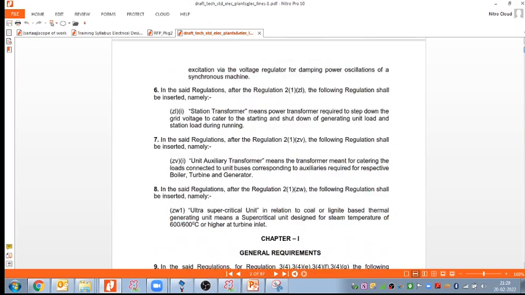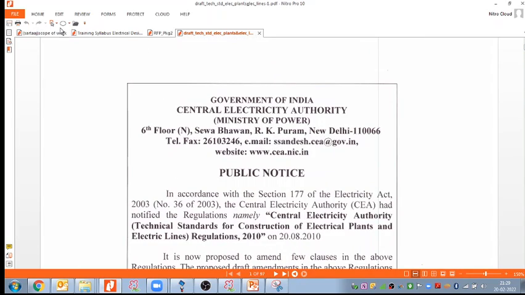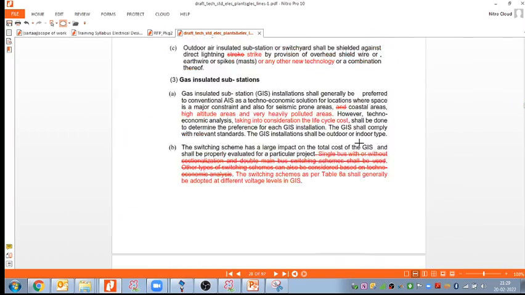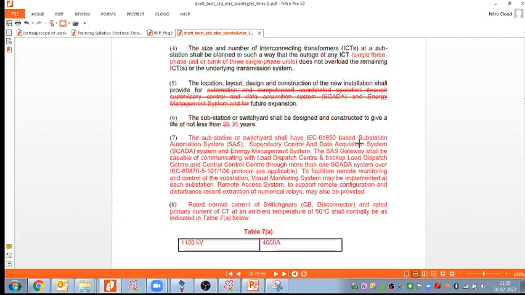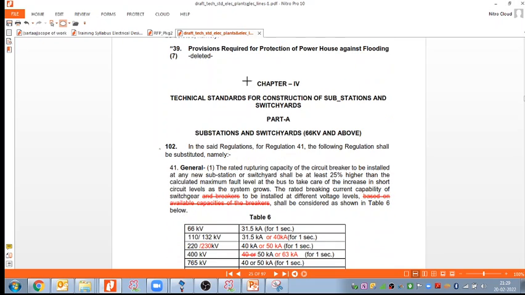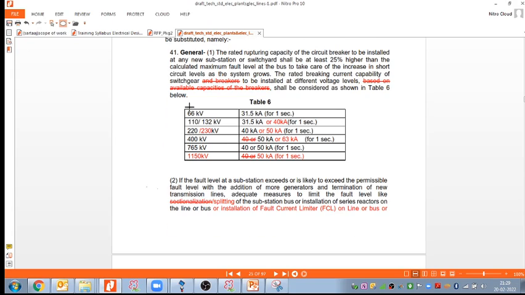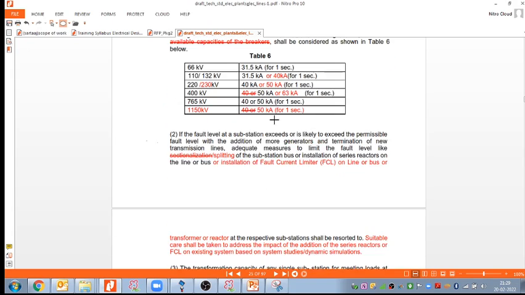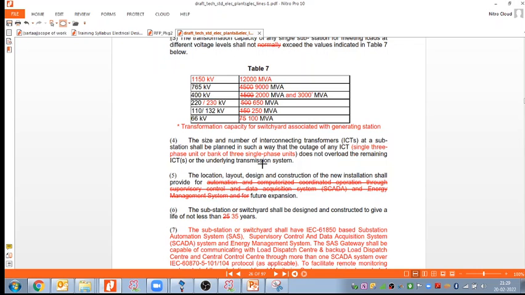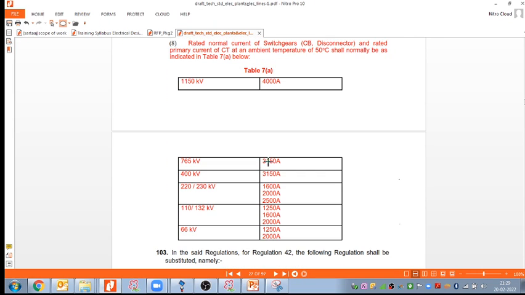As you can see here, this is the Central Electricity Authority, Ministry of Power, Government of India. Every country has its own grid regulations. Coming on to the substation part, chapter 4, technical standard for the construction of substation and switchyard. Okay, see, and let me come first to the current rating, the rated current.